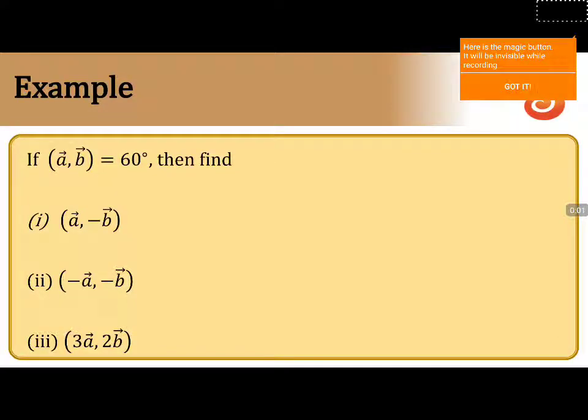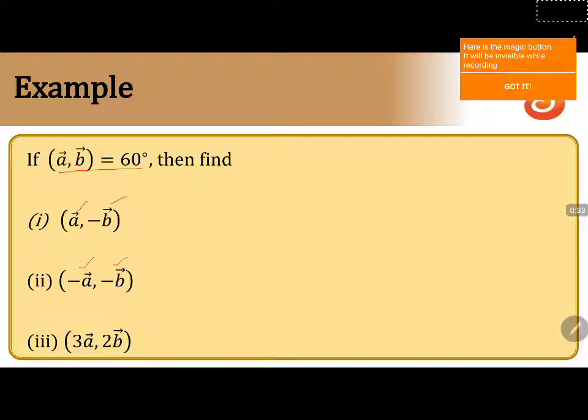Now we are going to do a problem based on the angle between two vectors. Here in the problem they gave two vectors, one is known as A, the other one is known as B, and the angle between the two vectors A and B, they gave it as 60 degrees. And now by taking that into consideration, you are asked to find the angle between A vector and minus B vector. Second one is the angle between minus A vector and minus B vector.